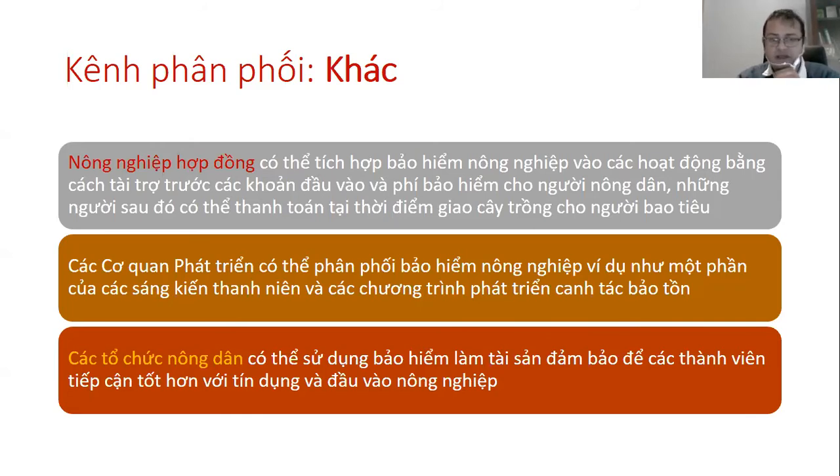And of course, last but not least, certainly the farmer organizations can be a very key distribution channel as well. In many cases, we see they have actually been using agriculture insurance as a form of collateral for better access to credit and also farming inputs for their members. So the farmer organizations can also be a very relevant distribution channel in the context of Vietnam.